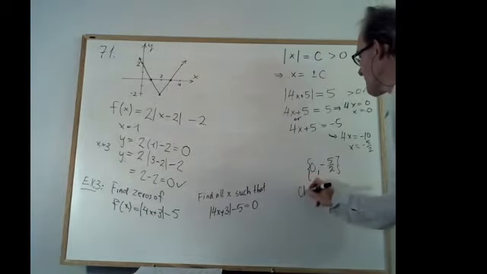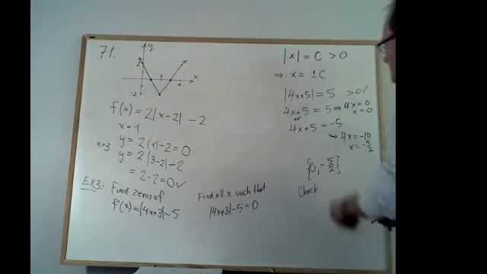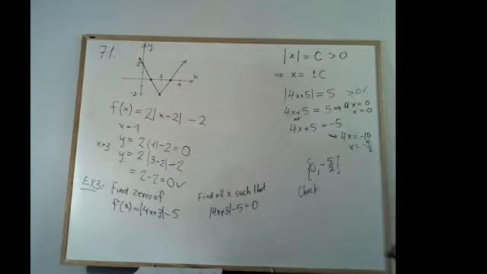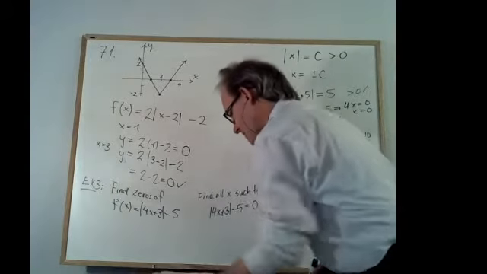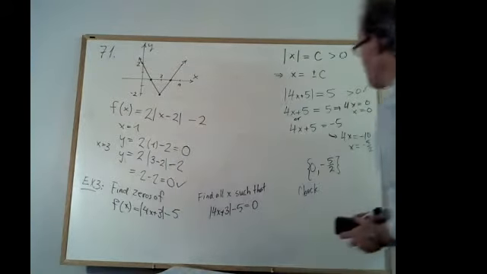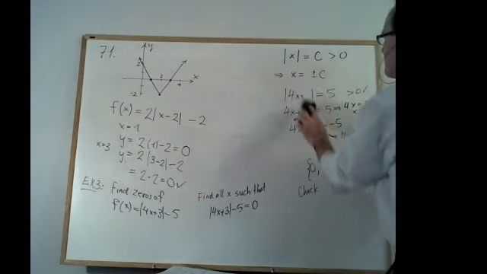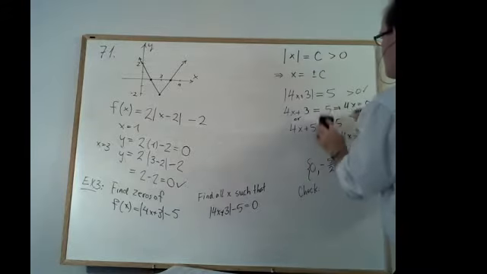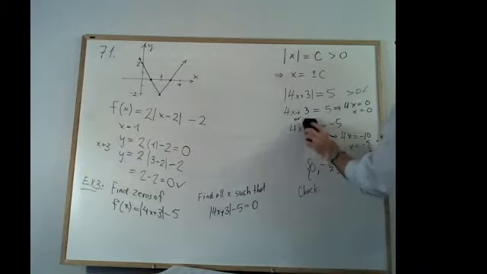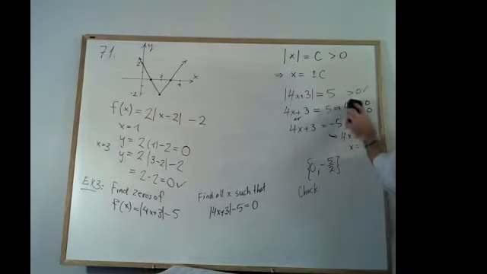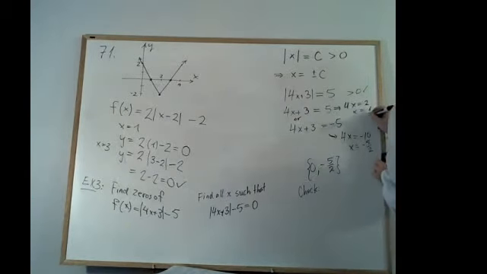And then let's check it. We plug 0 into the original equation. Oh, sorry, it was supposed to be 3. So we'll get slightly different values here. 4x plus 3 is equal to 5, or 4x plus 3 is equal to minus 5. So here, subtracting 3, I get 4x equal to 2, and I get x equals 1/2 here.